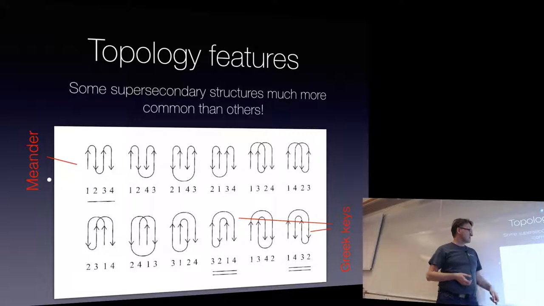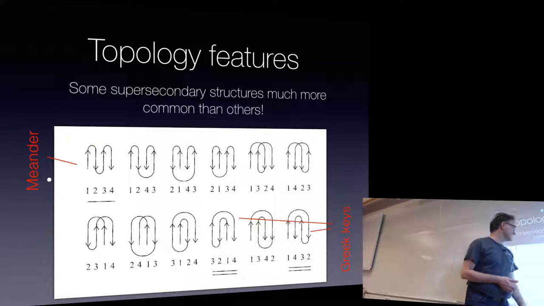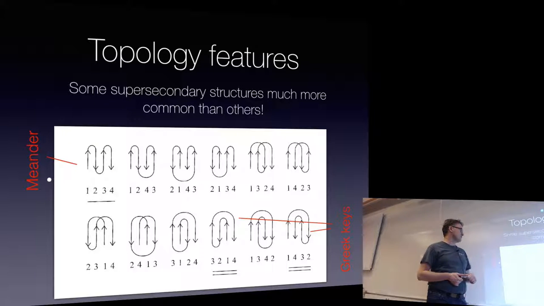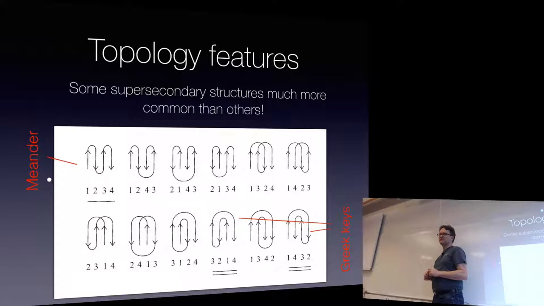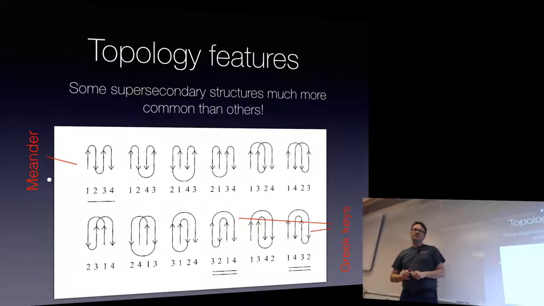And of these, two are super common: Greek keys and the beta meander occur, and for all the other ones there are only rare exceptions in the PDB. So if I now give you four strands, and I'm going to ask you to arrange them into a beta sheet, where would you invest your money?